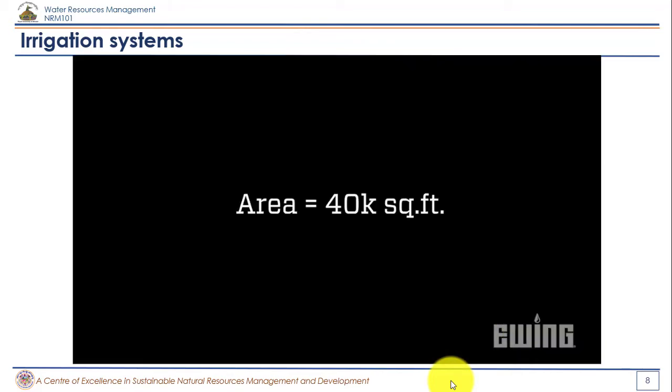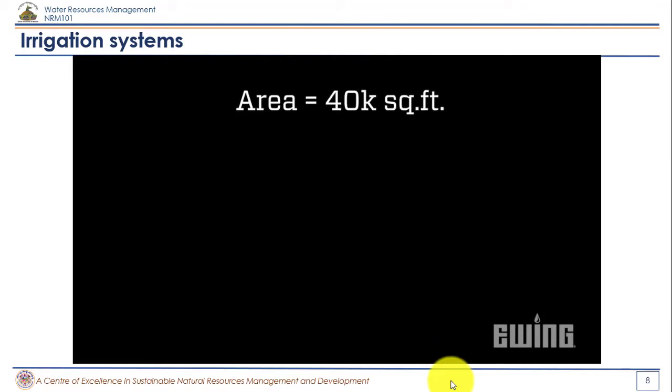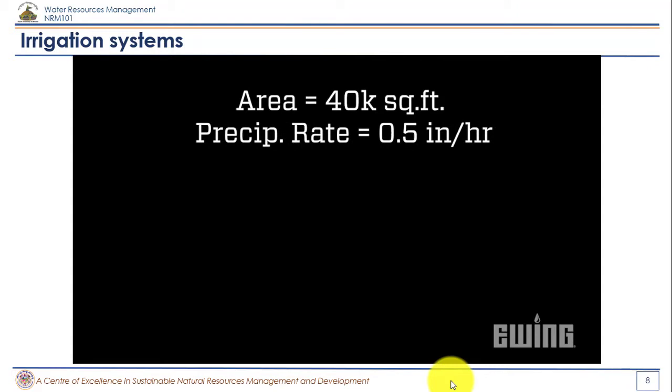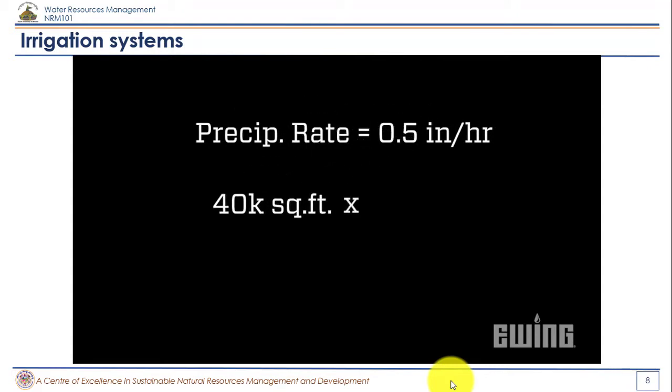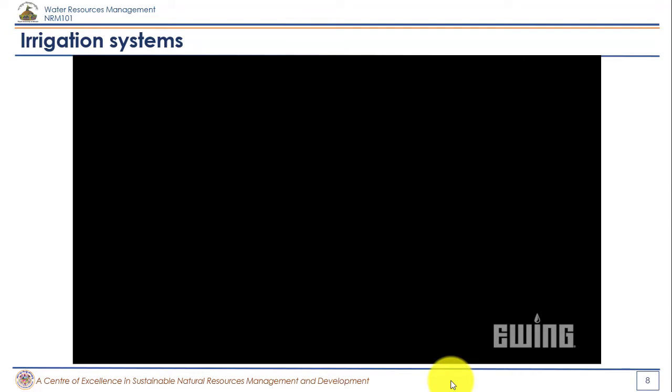Once you have the precipitation rate and the area, we can put it into a formula that will give us the total flow for that system. Once we have that value, we can divide it by the available water at the source, and that will tell us how many zones it will take to irrigate that property. Here's an example. The area of our property is 40,000 square feet. The precipitation rate of the head we're going to use is 0.5 inches per hour. So what you're going to do is take the 40,000 square feet, multiply it by the 0.5 inches per hour. You're going to take the result of that and divide it by 96.3. 96.3 is a conversion that will get our units into gallons per minute. When we do this math, the result will be 208 gallons per minute.